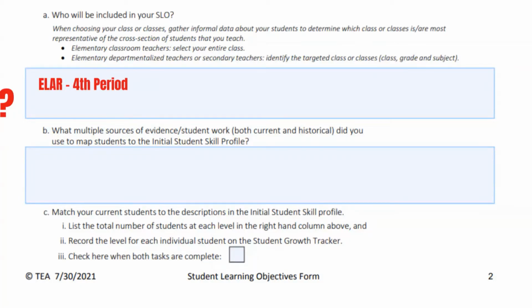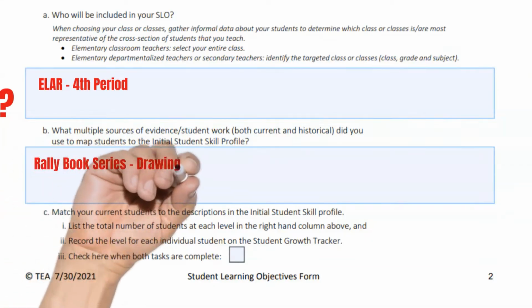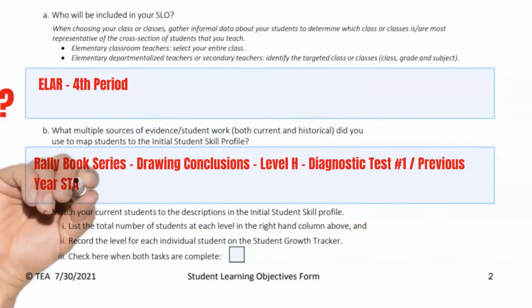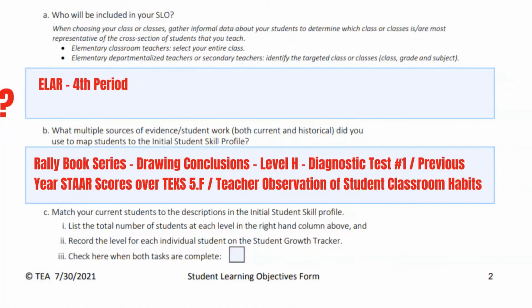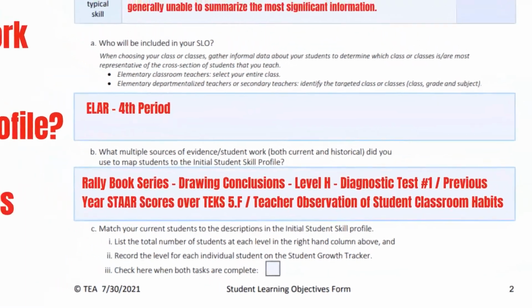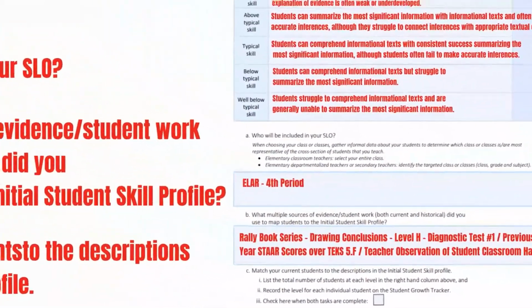Question B. What multiple sources of evidence or student work, both current and historical, did you use to map students to the Initial Skill Profile? This is going to ask you to reflect as a teacher to figure out what pieces of evidence you're going to either administer or how you're going to informally collect, or what type of data you're going to look at to place students on the Initial Skill Profile rubric. As for question C, you won't be able to answer letter C correctly until you create the SLO in Eduphoria, so don't worry about it at this point.